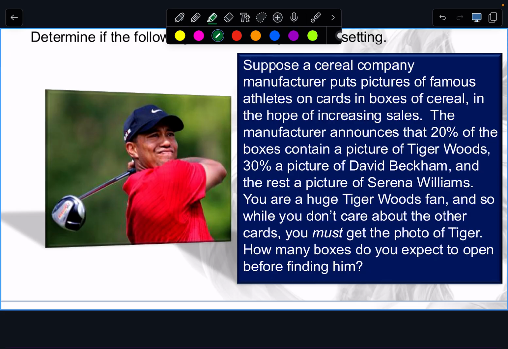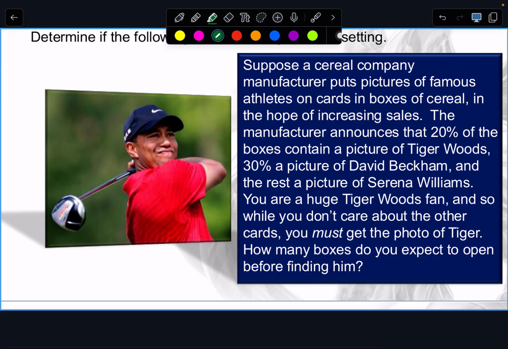Serena Williams. So in this setting, what we're trying to determine here is if we have a geometric setting. We're a huge Tiger Woods fan, so while we don't care about the other cards, we want to get a photo of Tiger. Okay? So what we want to know is, how many boxes do we expect to open before finding that card?